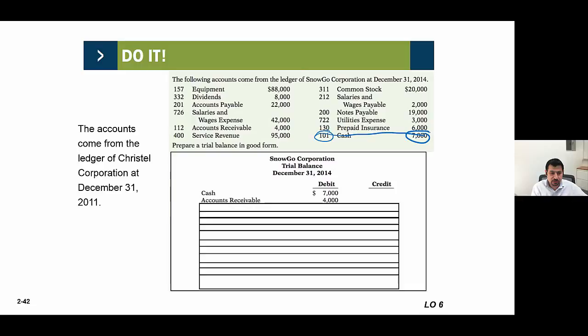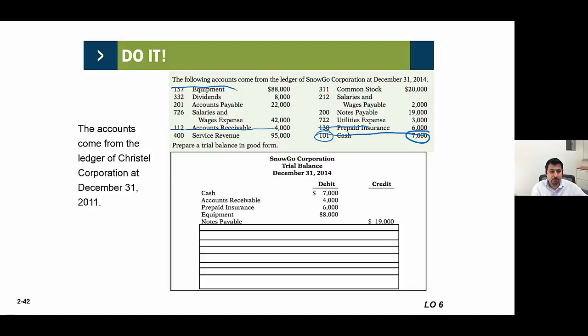Then we have prepaid insurance. After that, we have equipment, notes payable. So as you see, we started with assets. Then we have liabilities, and then equity. Finally, we end up with revenues and expenses. This is in general the order.